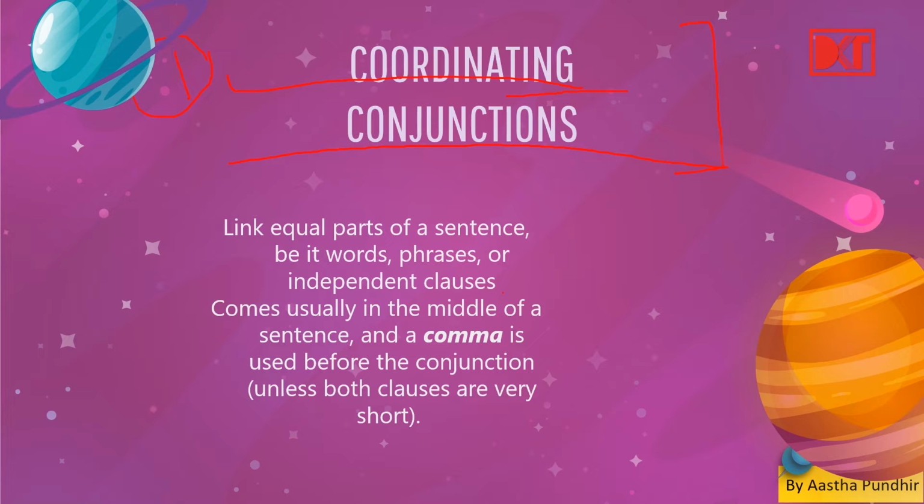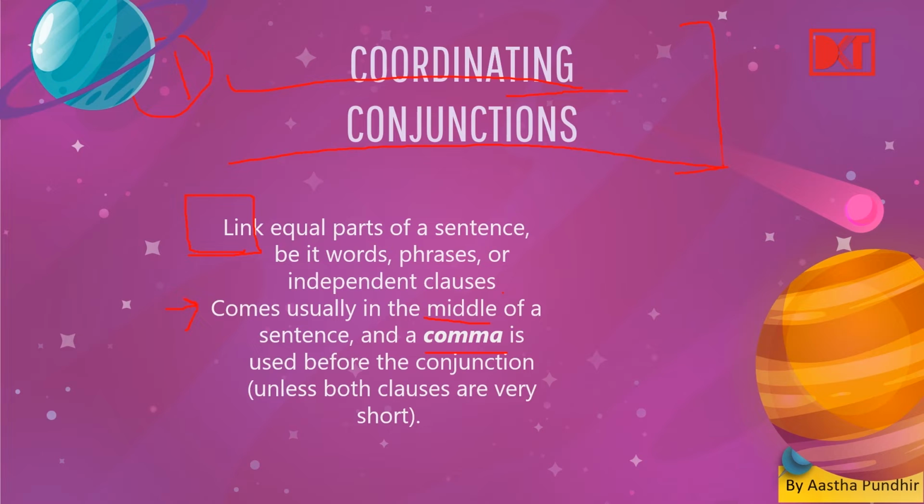Right? और इनका एक feature क्या है? They come usually in the middle of a sentence and a comma is used before the conjunction unless both clauses are very short. So what do? They link, which means they coordinate equal parts of a sentence, be it words, phrases, or independent clauses. Coordinating conjunctions जो हैं, हमने इनके नाम से ही पता चल रहा है कि coordinate कर रहे हैं.